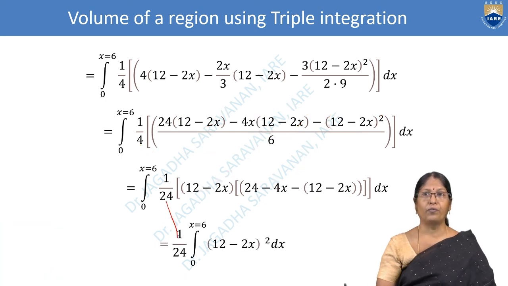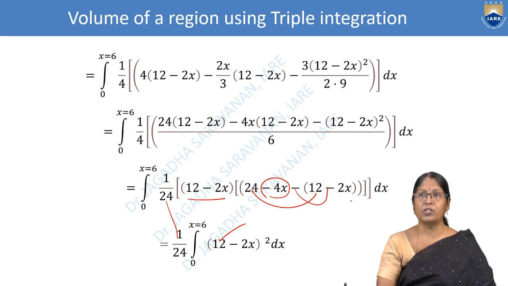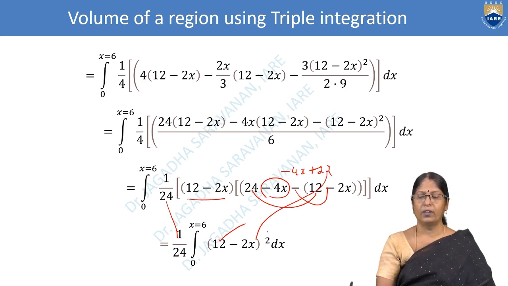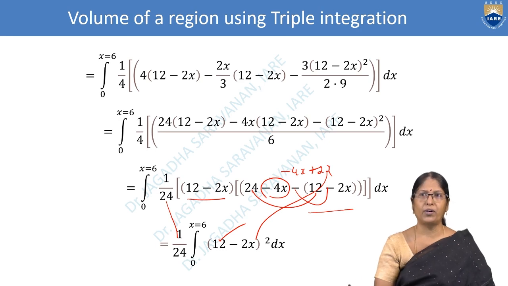So this 1 by 24, this is 12 minus 2x. This put together, 12 has become. Here minus 4x, and this minus minus is becoming plus. So minus 4x plus 2x leads to minus 2x. So completely the middle integration, applying the limits, the simplifications, everything we did to make it comfortable to move the problem towards the next outermost integration with respect to x.